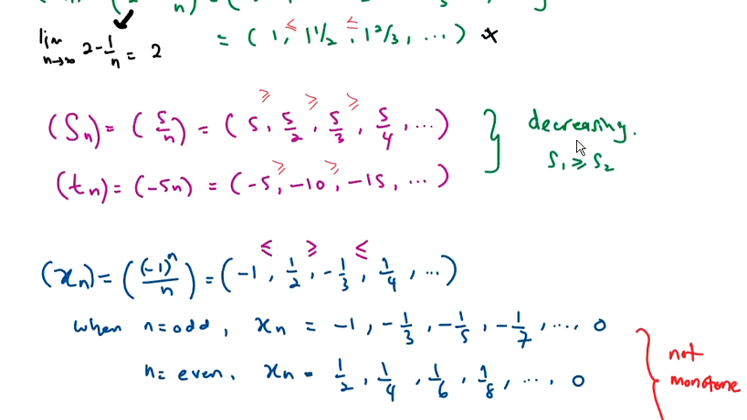Now look at the decreasing ones. When it is decreasing, it is monotone. So which one converges? The one that converges is S sub n, because we find the limit as n approaches infinity of 5 over n, which approaches 0. So it converges to 0. So S sub n is monotone and convergent, so it is bounded. T sub n is not, because they do not converge, they diverge.